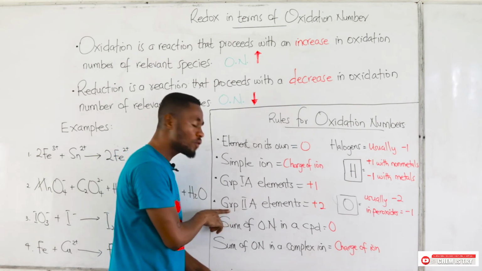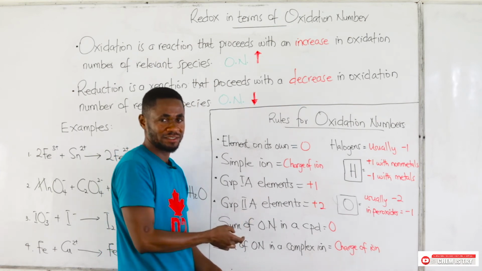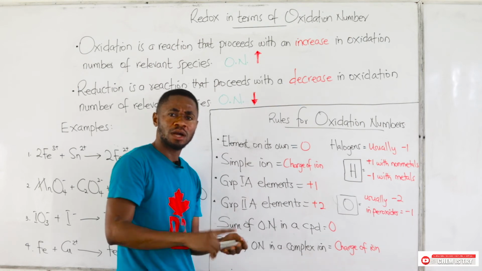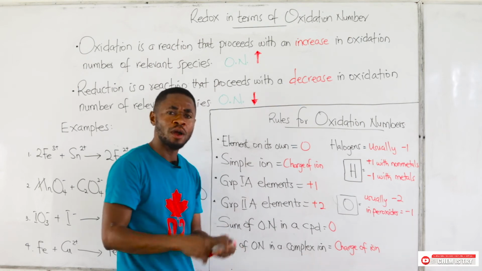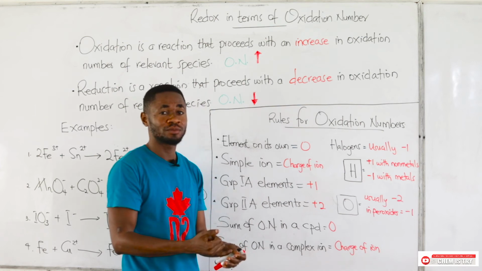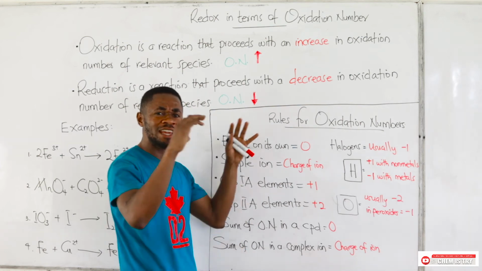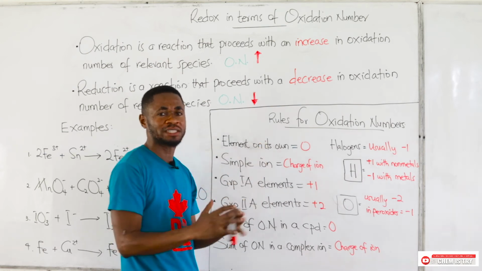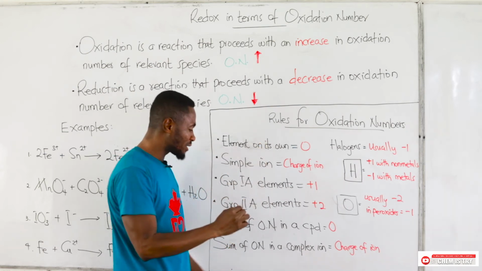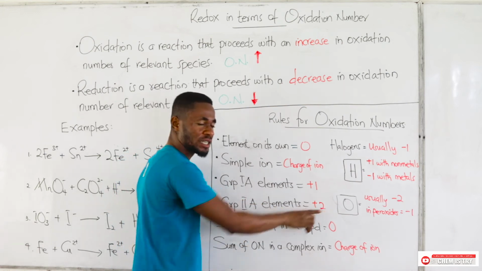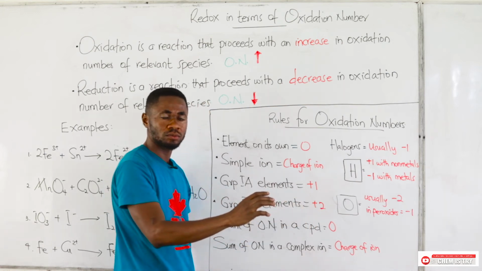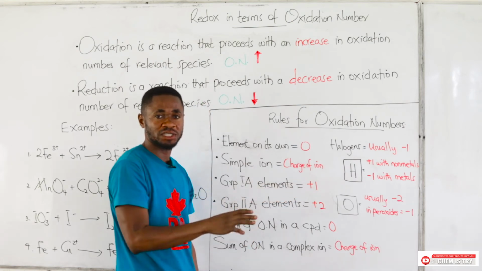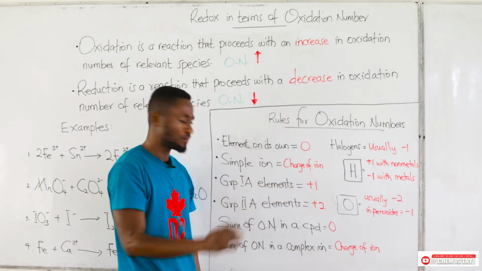Good. For group 2A elements, beryllium, magnesium, calcium, strontium, barium, and radium. Whenever you see them in any chemical substance, any chemical compound, or any complex ion, their oxidation number over there is +2. It's constant, just like the group 1A elements, which is +1, also a constant.